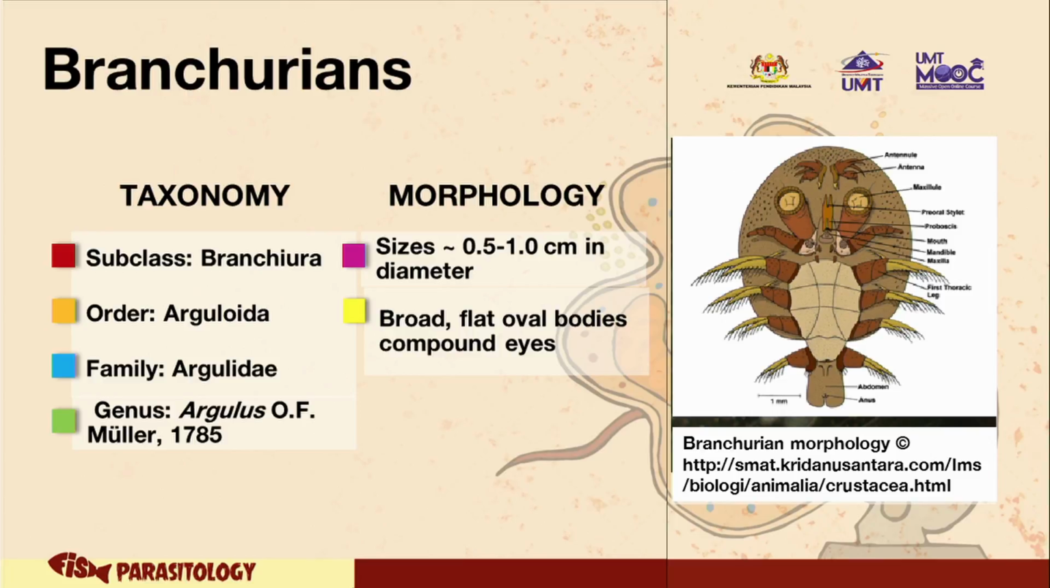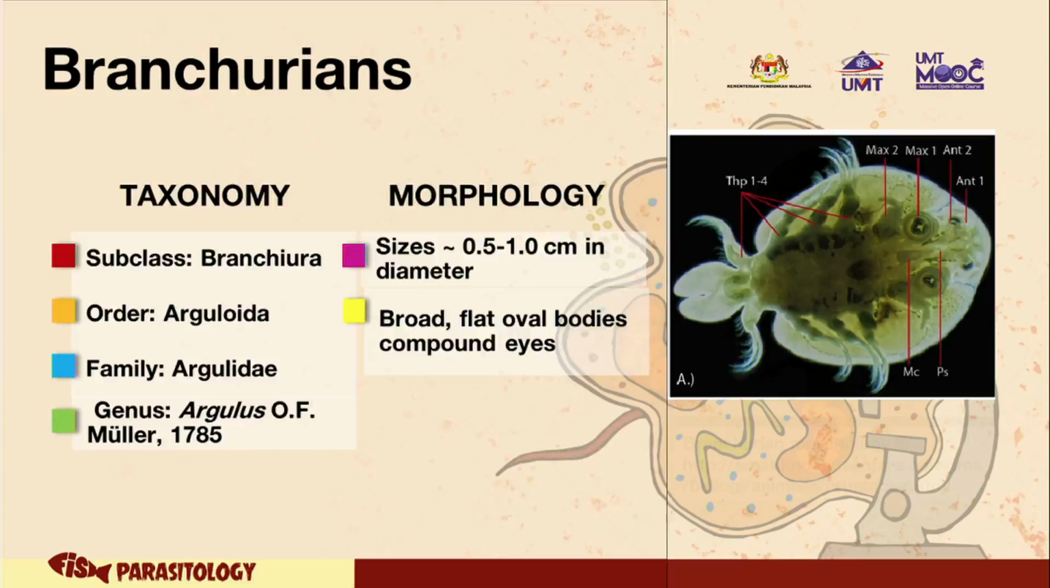Of the four genera from the family Argulidae, the commonly represented genus is Argulus, aka the fish lice. Their sizes are approximately 0.5 to 1 centimeter in diameter, of which the female is larger than the male. They have broad, flat oval bodies covered by a carapace with compound eyes.